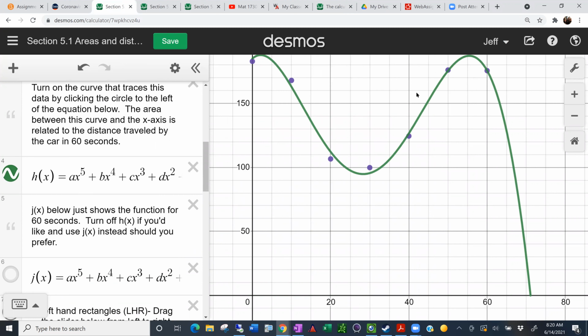Now, we're only going to work with the data for the first 60 seconds. So if you want to switch and just use this curve, where I cut things off after 60 seconds, that's fine. It works either way.